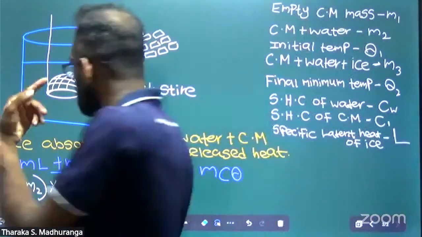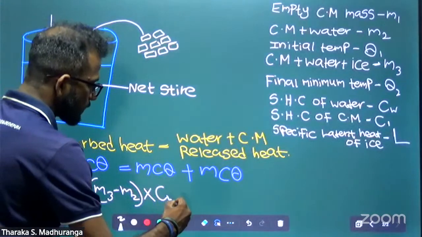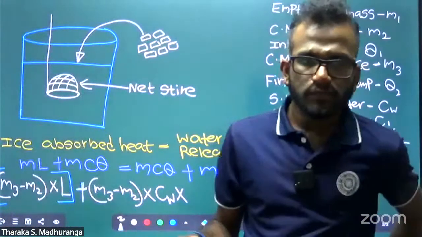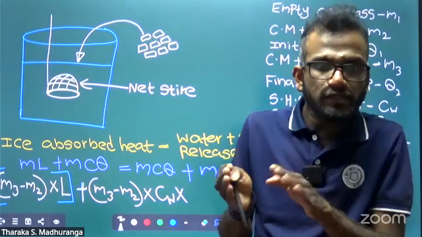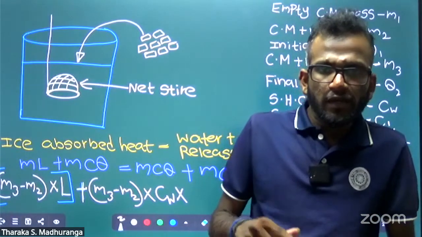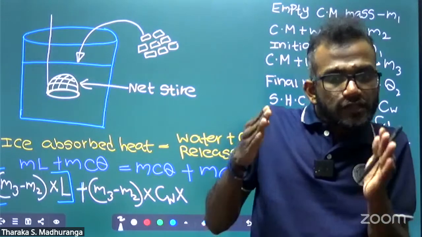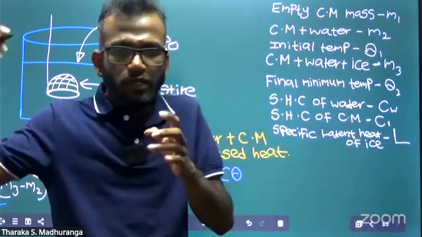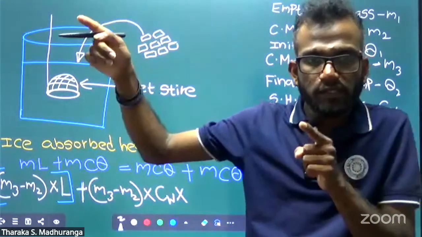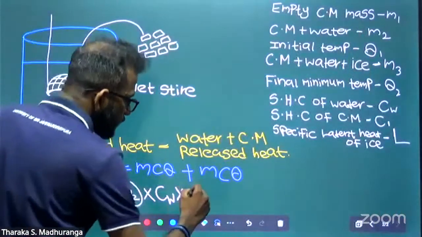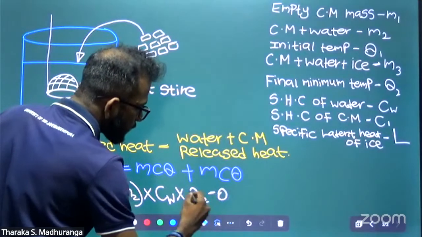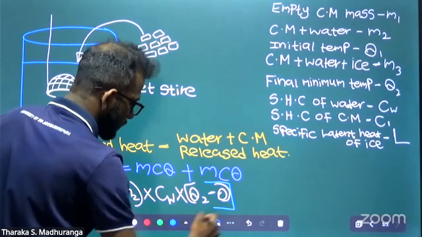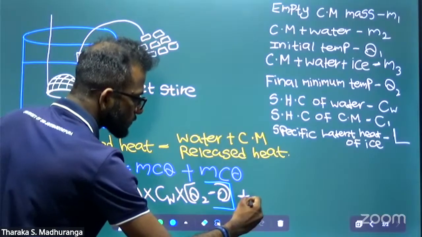Now the specific heat capacity of water, into the temperature difference after it is melted. After it is melted, what is the temperature of water? 0. From 0 Celsius, it is converted into theta 2 temperature. Then theta 2 is the higher one. Theta 2 minus 0, very important.